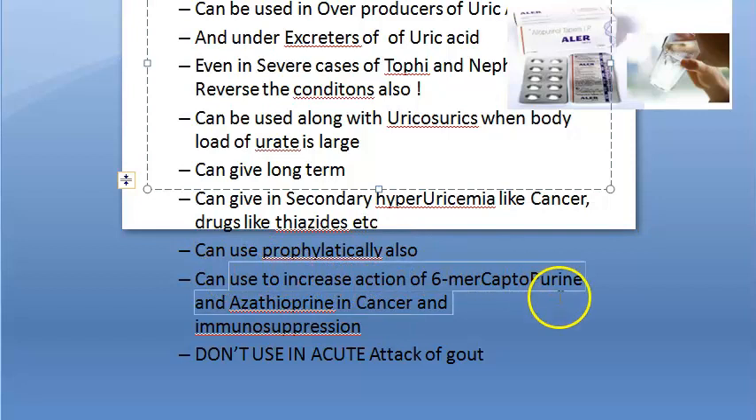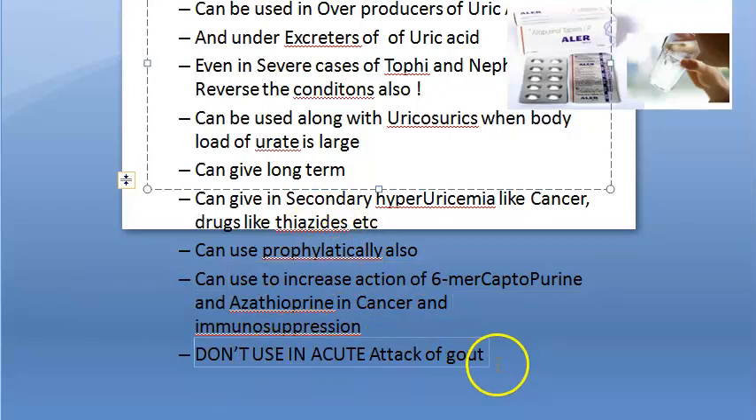You can use it to increase the action of all these anti-cancer drugs. Obviously, this allopurinol is such a cute drug. It will increase the action of the other drugs. So to potentiate the other drugs, you can combine it with all these anti-cancer drugs.